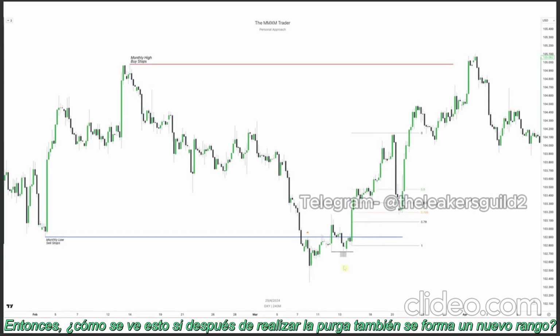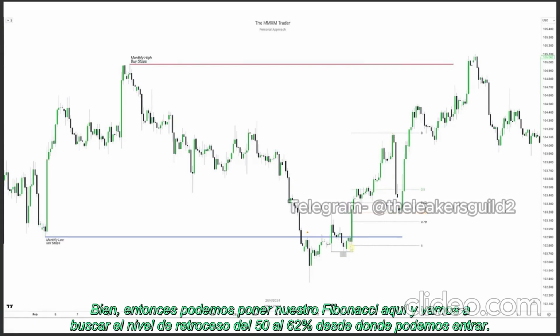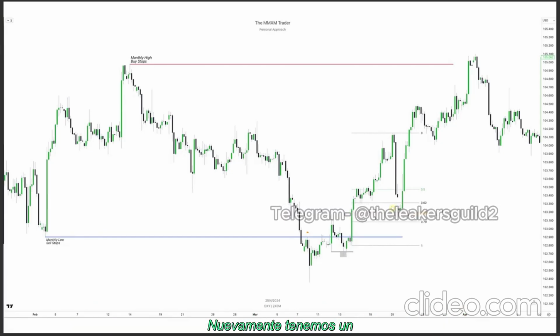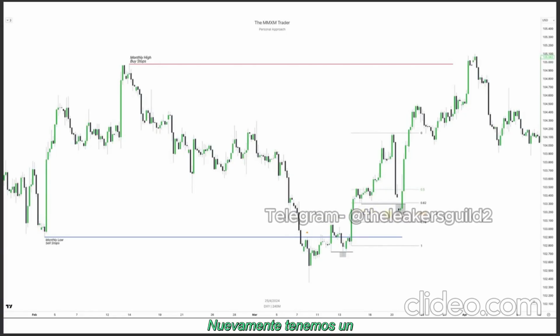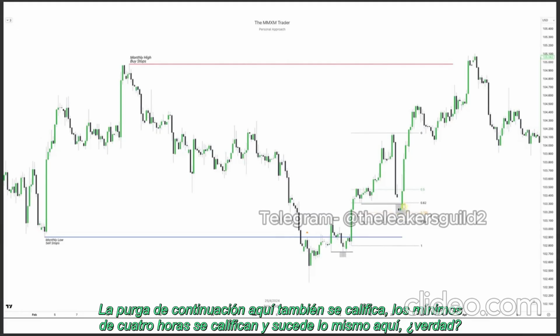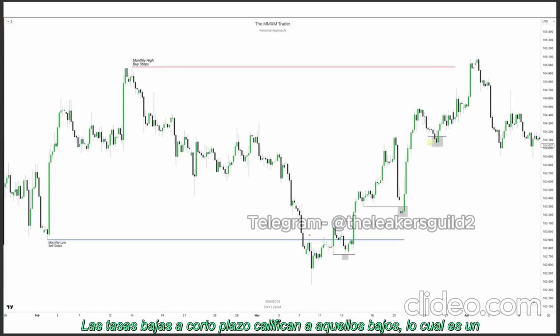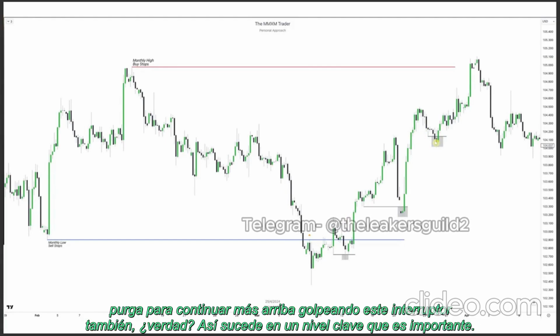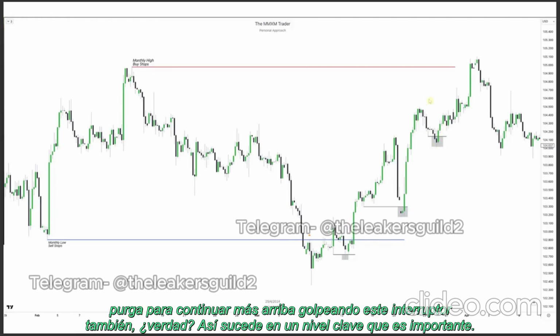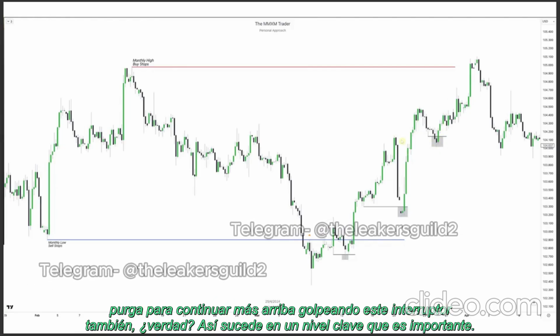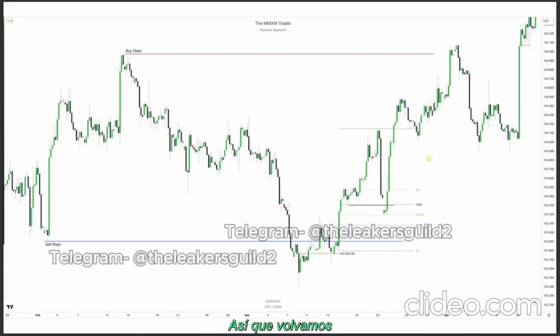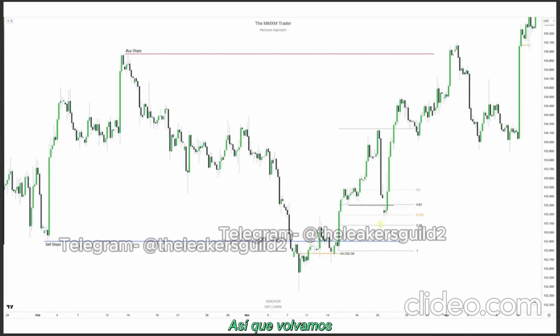So what does this look like? If after we had the purge, we have a new range formed as well, right? So we can put our Fibonacci on here, and we're going to be looking for the 50 to 62% retracement level where we can take entry from. Again, we have a continuation purge here as well, right? The 4-hour lows get raided, and it happens the same over here, right? Short-term low raids those lows, which is a purge for continuation up higher, hitting this breaker as well, right? So it happens in a key level. That is important. So let's go back again.